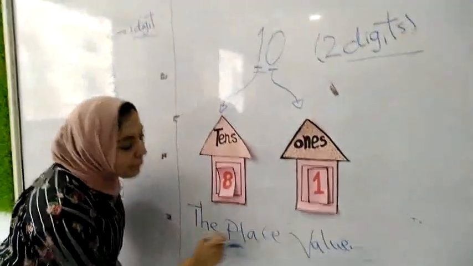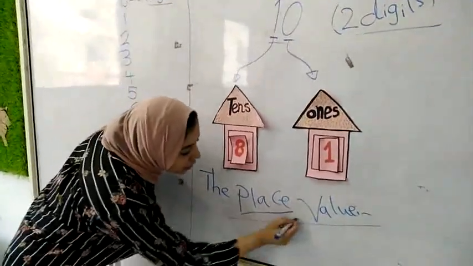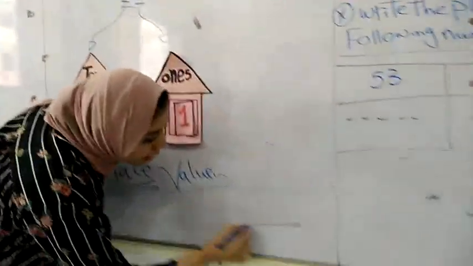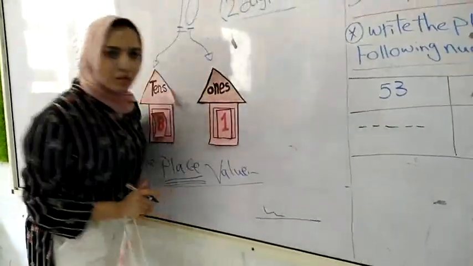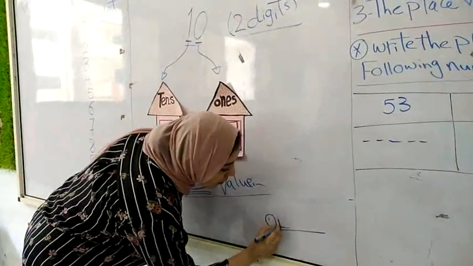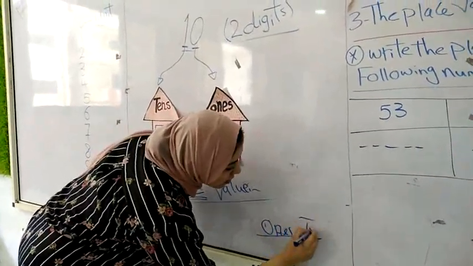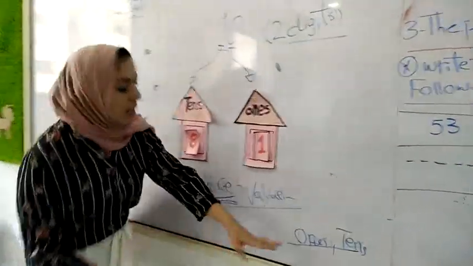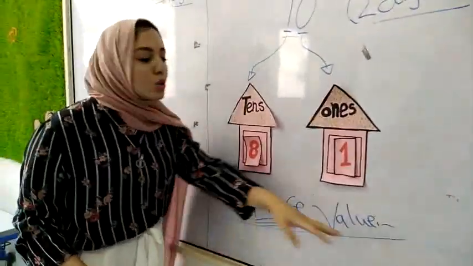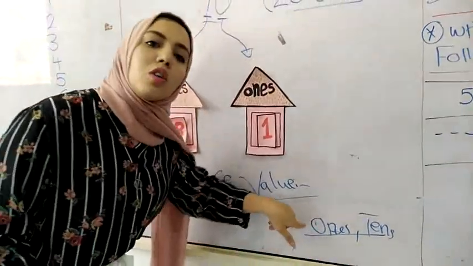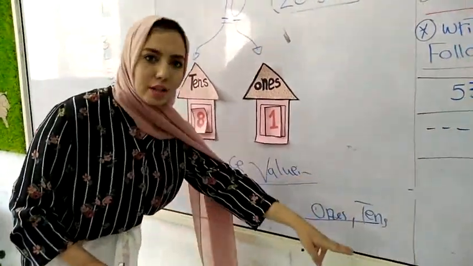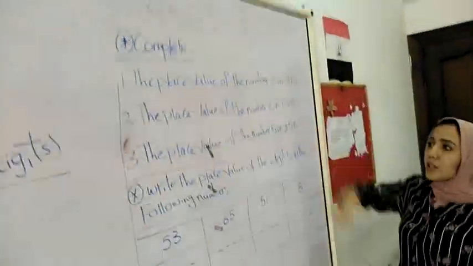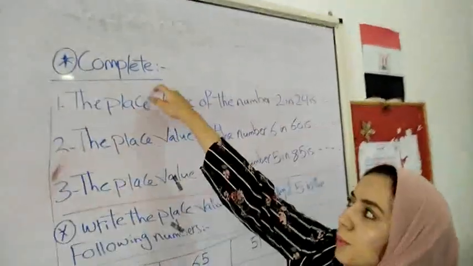So when I look at the place value, I will make an underline. Why make an underline? To make sure it's a line, so I will write here letters like ones or tens. So when I look at the place, I will put an underline, and I will write the letters ones or tens. Here are examples for that.